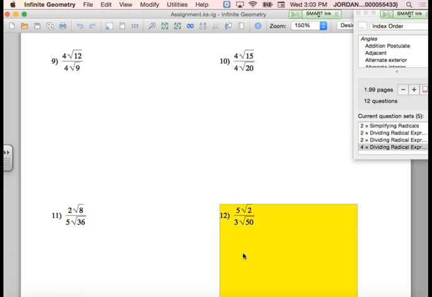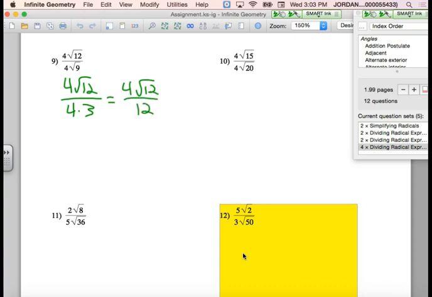And the only thing that's different is you're going to multiply those by whatever comes out of the radical. Okay, so for number 9, the radical on the bottom, oh, it's a perfect square. Awesome. So we got 4 square root of 12 over 4 times the square root of 9 is 3. So it's 4 times 3, which is 12.